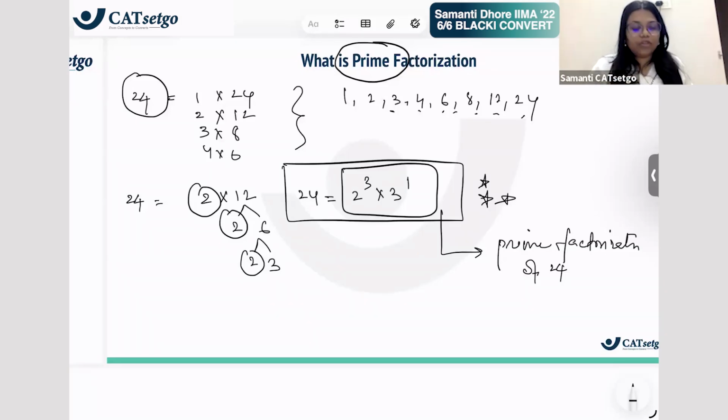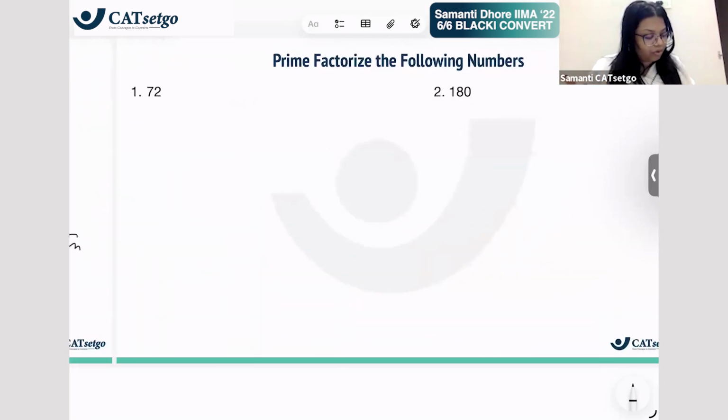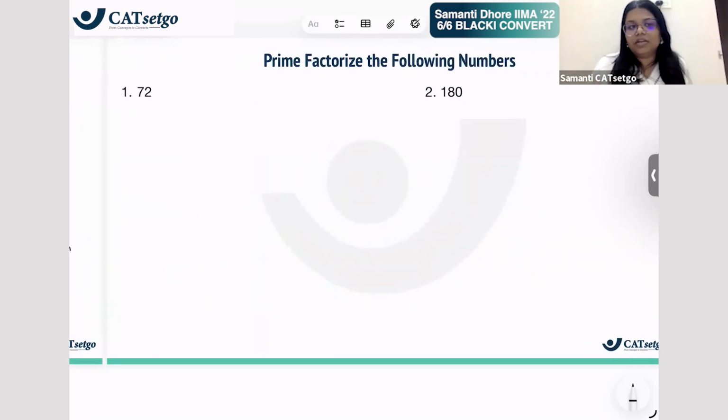Understood? Right? Now this is a very important thing and we are going to use it. We're going to see how splitting a number into prime factors has multiple applications. But before that, I would want you to prime factorize a few numbers. So prime factorize 72, prime factorize 180. Tell me what are your answers? How to solve this? 72.